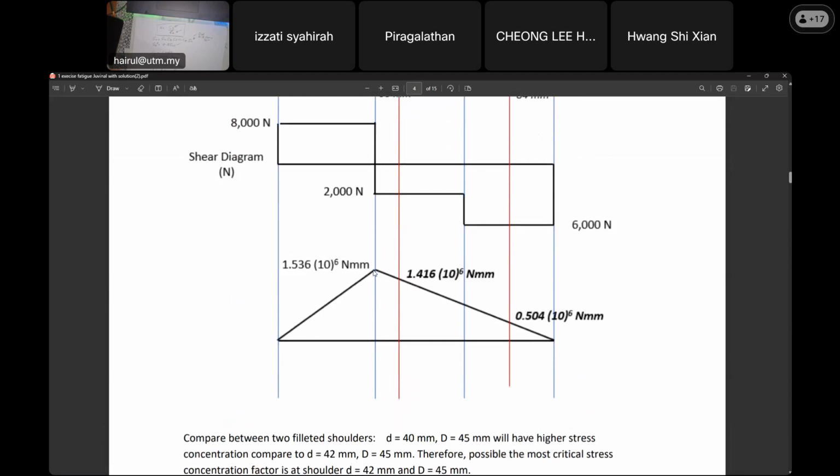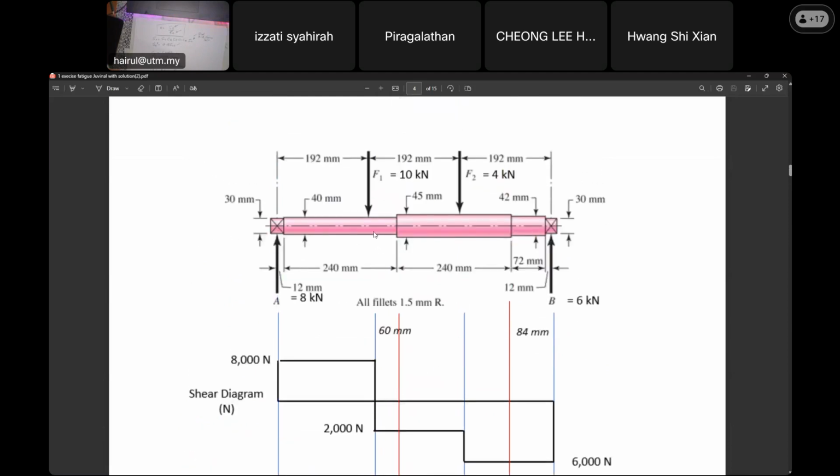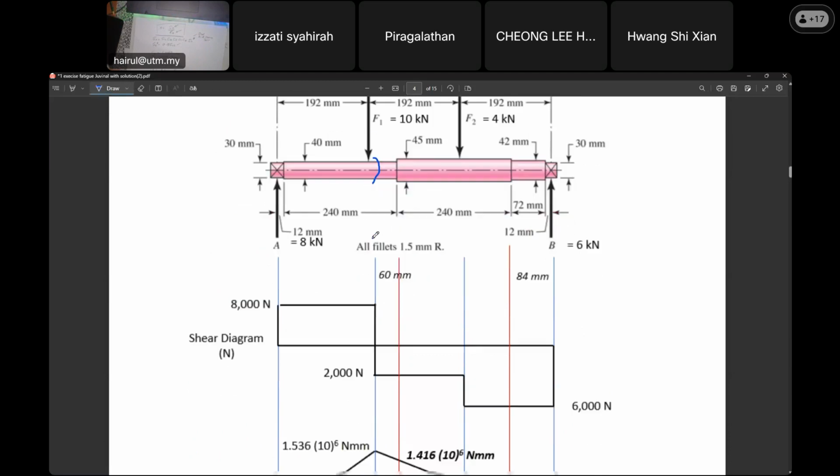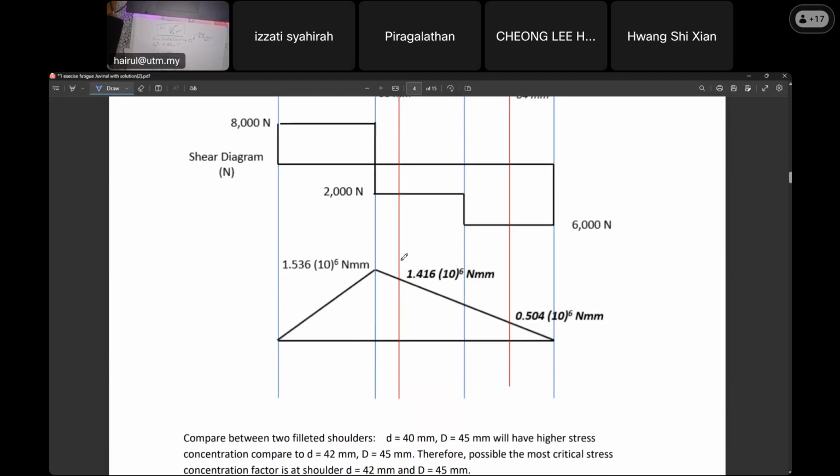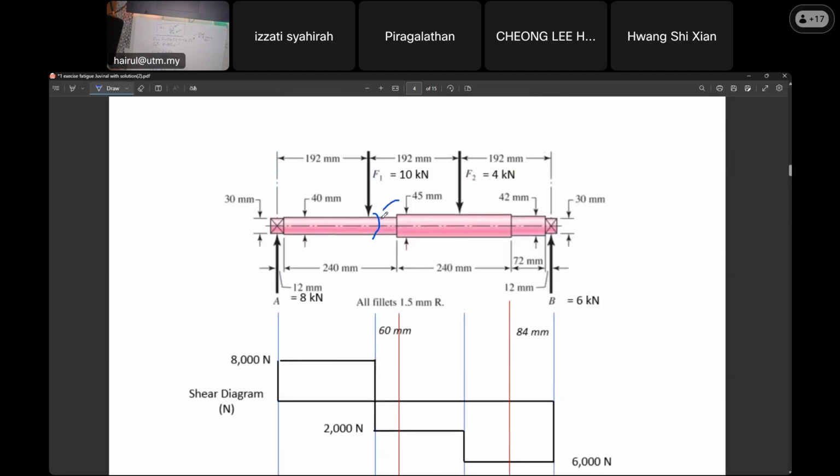But yeah, because that is the maximum moment. Of course, this one will have the maximum bending stress at this point. But we are not taking at that point. Take note, I'm not taking this. This is not considered still critical, but we are taking the red line at the shoulder. Why shoulder? Because shoulder has a stress concentration factor.